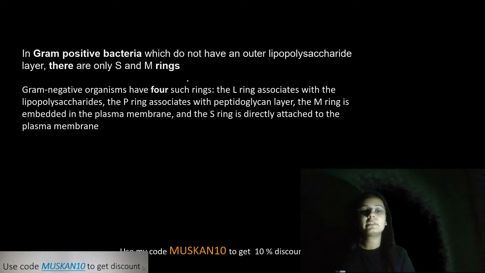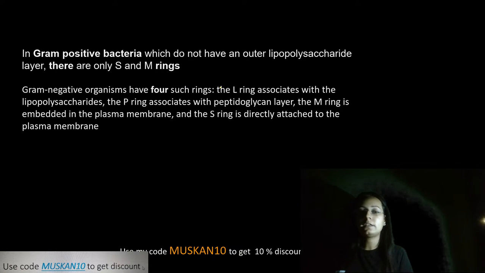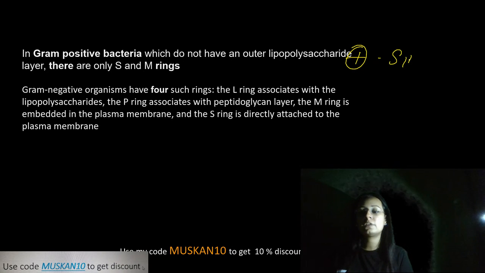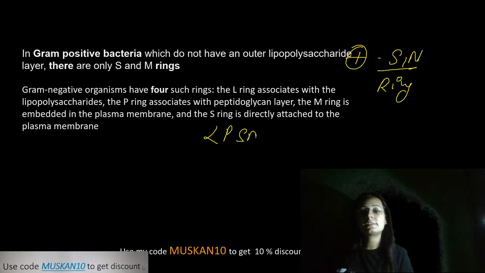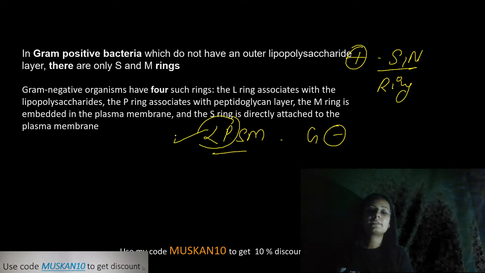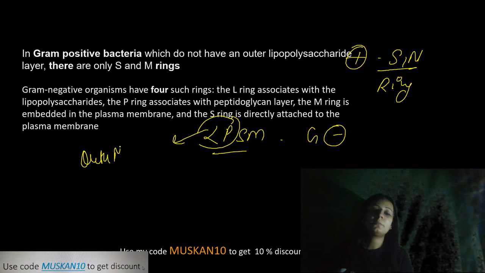Okay, so in the gram positive, we have already seen that there is the presence of the S and the M rings, while the LPSM rings are present in the gram negative, because LP rings are present in the outer membrane.